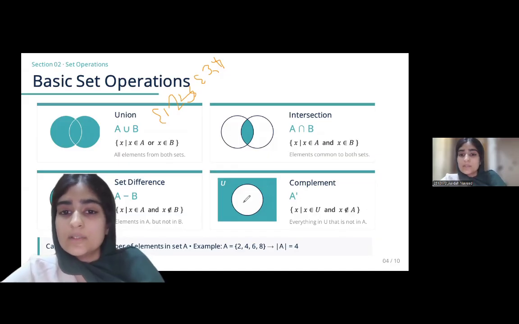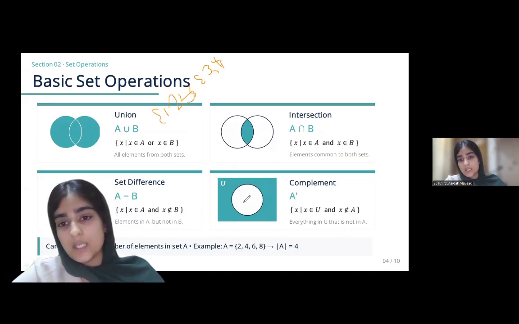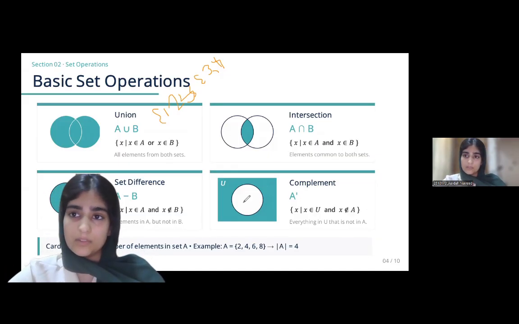Okay. For complement, we have a universal set and any set that we want to take the complement of.